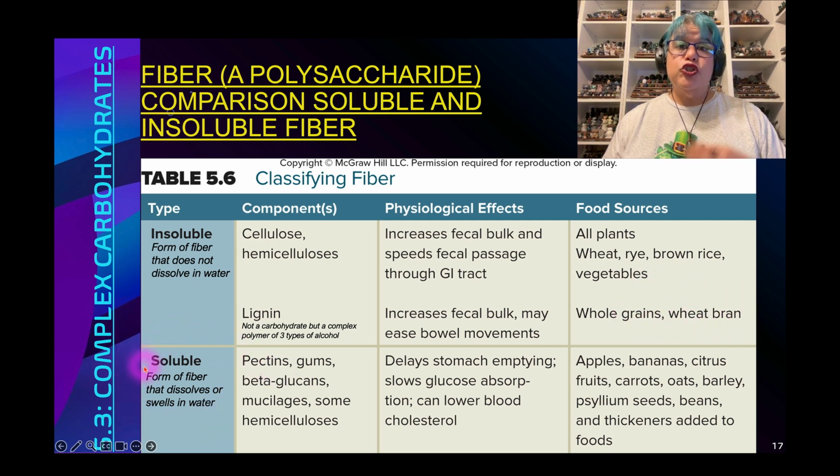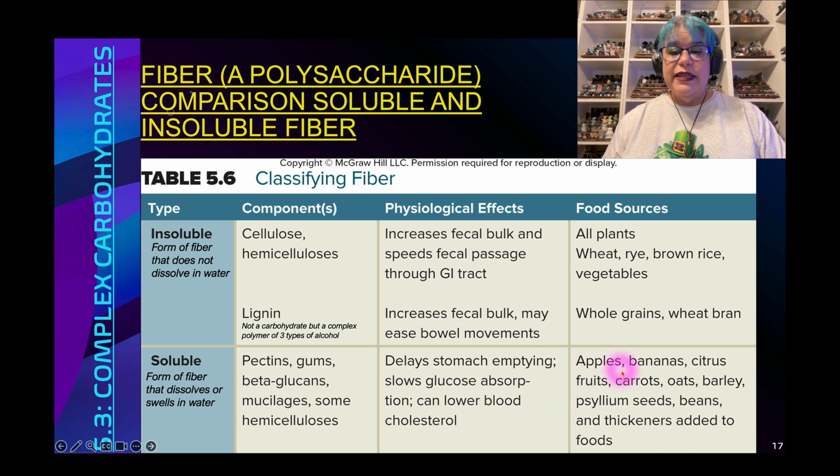Now, soluble, remember, dissolve. So this is a form of fiber that dissolves or swells in water. We've got pectins, gums, beta-glucans, mucilages, some hemicellulose. They delay stomach emptying, they slow glucose absorption, and they can lower blood cholesterol. All of this is beneficial. Delaying stomach emptying means that we stay full for longer. Slowing glucose absorption means we're not absorbing as much of the glucose and extra calories. It can lower our blood cholesterol levels. Cholesterol can be bad for our health, so doing that is always beneficial.